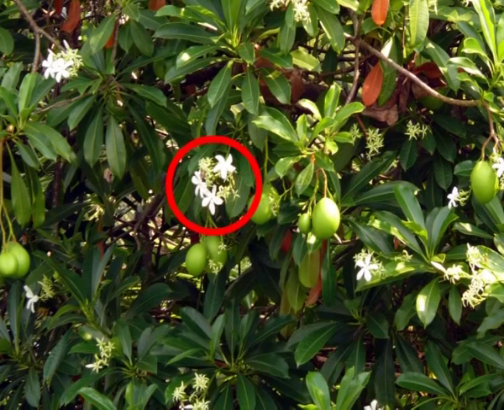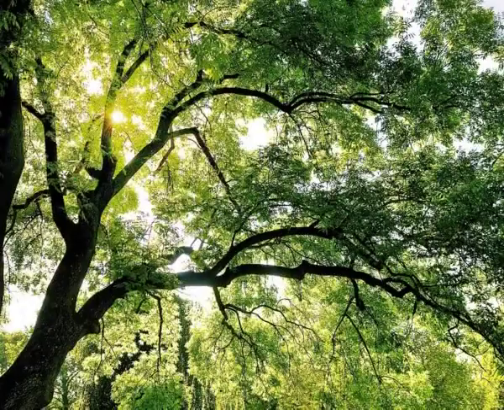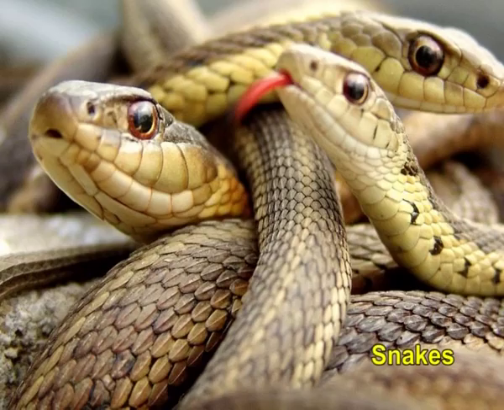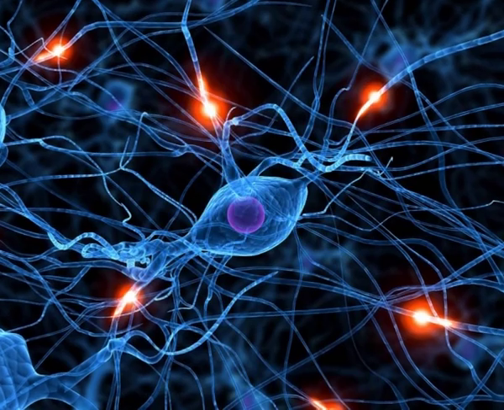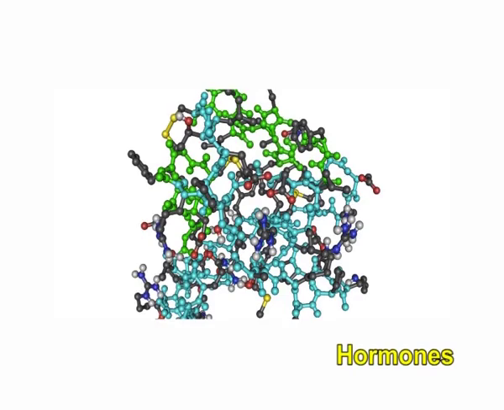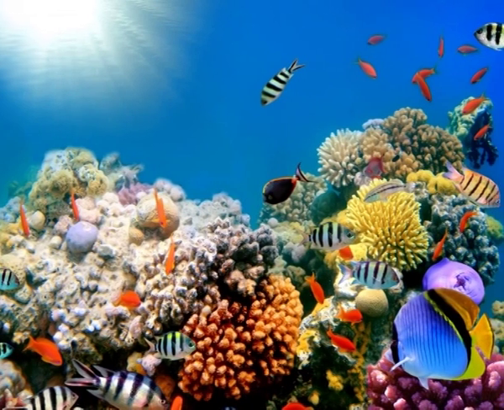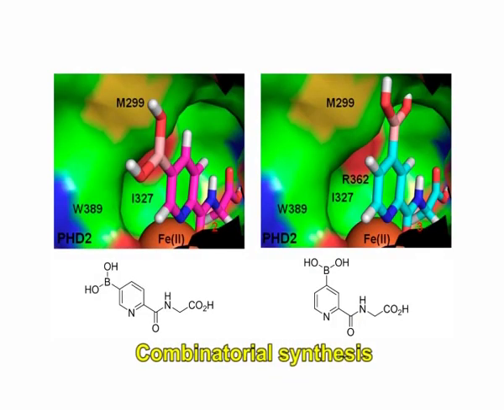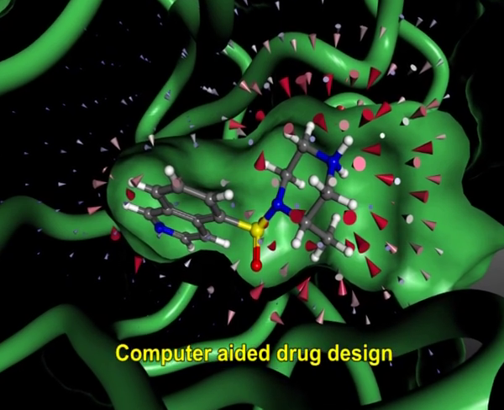Hits can be obtained mainly from three sources. The first one is the natural world, which includes plants such as flowers, trees, bushes, roots, branches, etc., microorganisms such as bacteria and fungi, animals such as frogs, snakes, scorpions, biochemicals such as neurotransmitters and hormones, and marine chemistry such as corals, bacteria, fish, etc. The second rich source of hits is the synthetic world, which includes traditional synthesis of chemical compounds and combinatorial synthesis, and the third one is the virtual world, which includes computer-aided drug design.